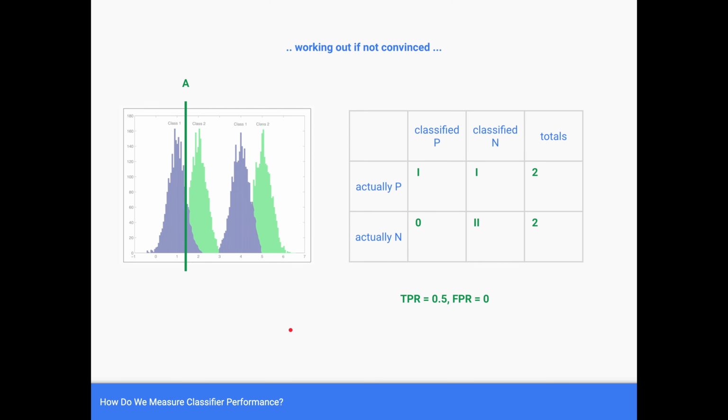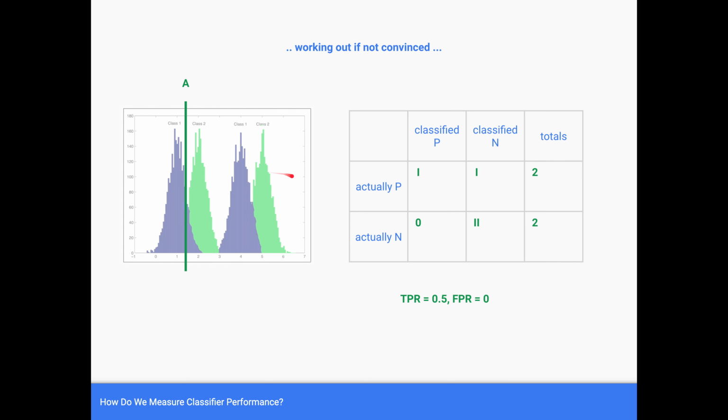So let's look at an example where we have just this classifier configured at A, and everything to the left of the threshold is classified as positive, and everything to the right is negative. For simplicity, we're just going to have one data item in each of these classes, so 1, 2, 3, 4 items. So there are a total of 2 positives in real life and 2 negatives.